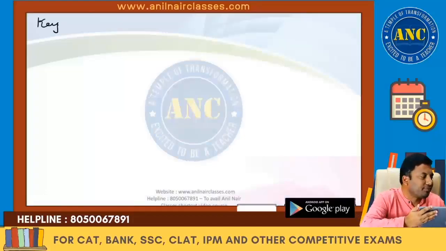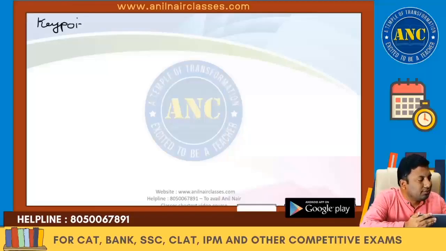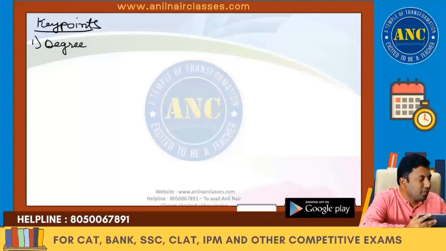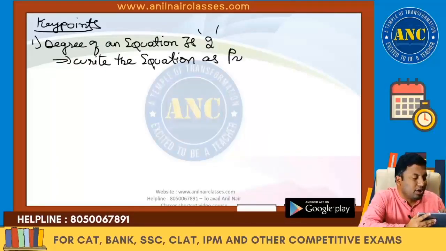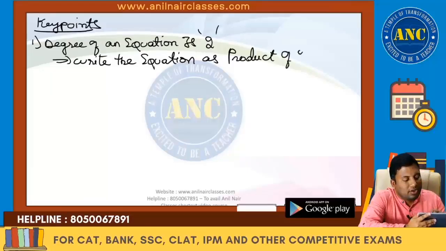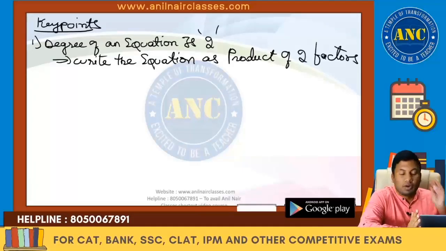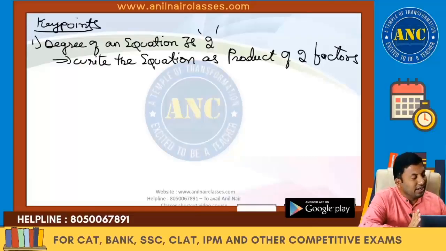Important key points. Key points: if the degree of an equation is 2, write the equation as a product of two factors. I am going to explain with problems how this statement is used. If the degree of an equation is 2, write the equation as a product of two factors.